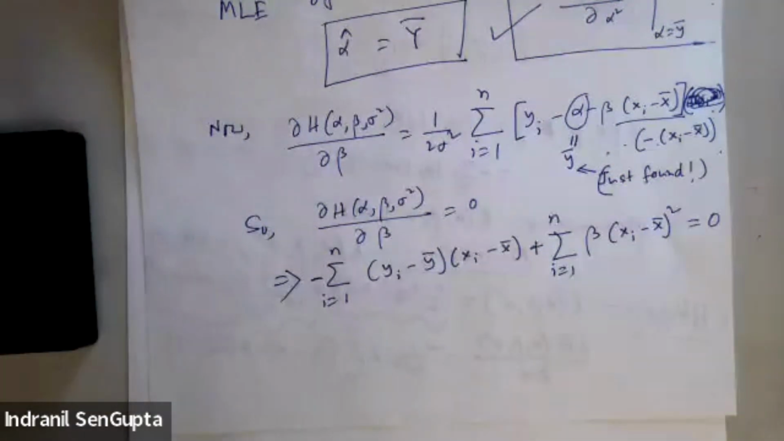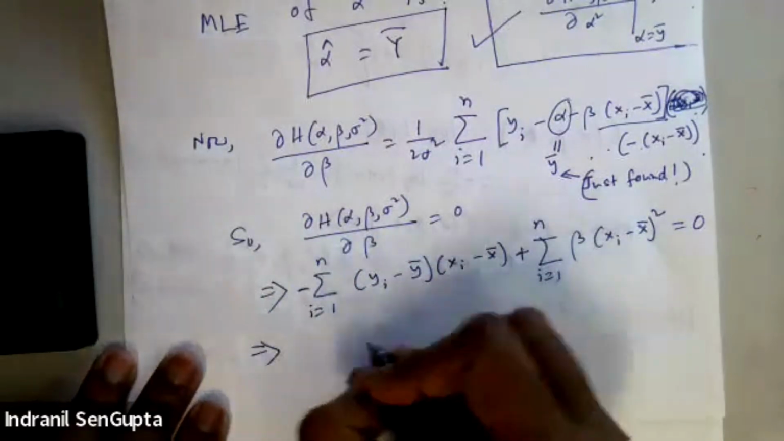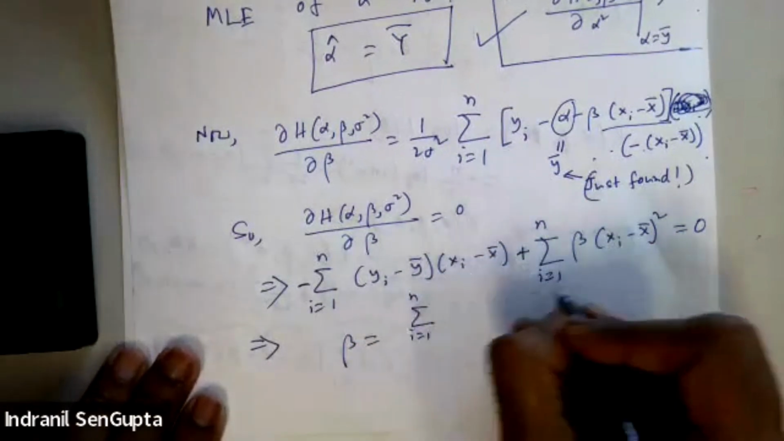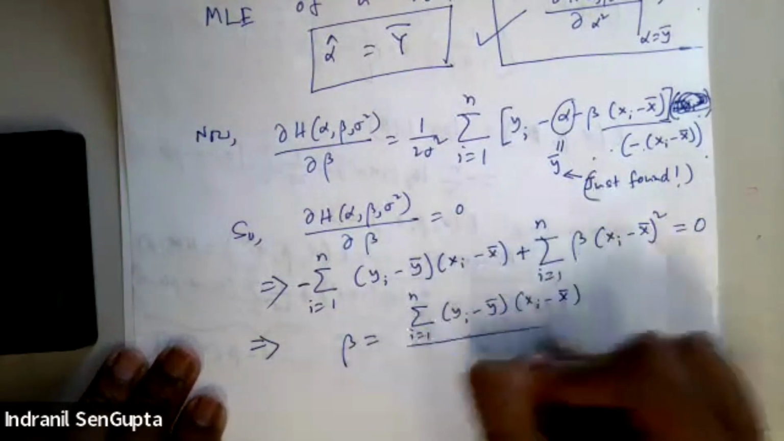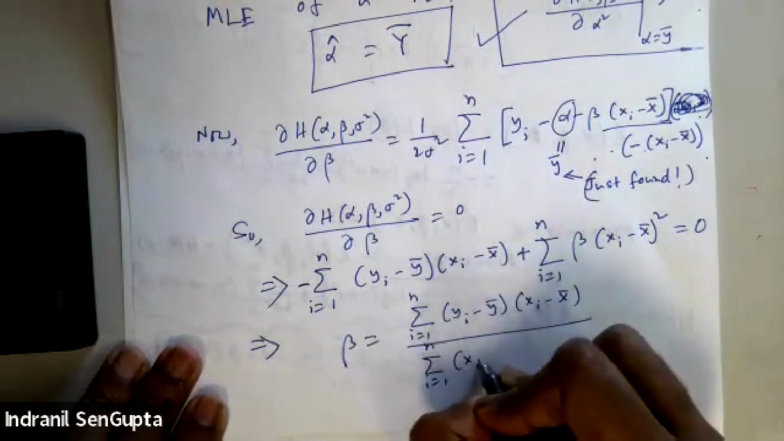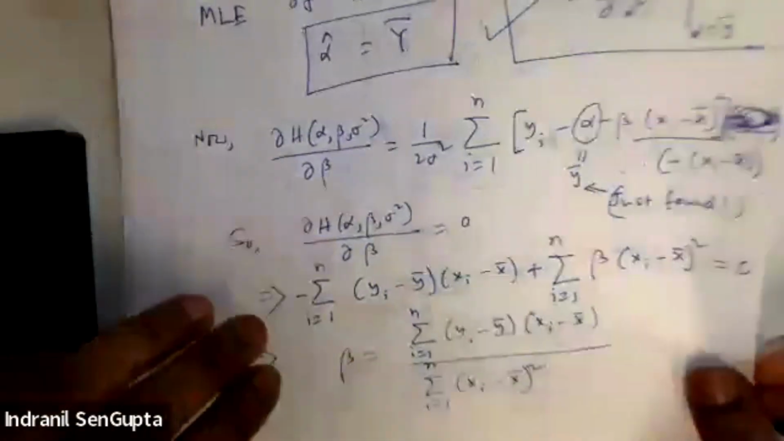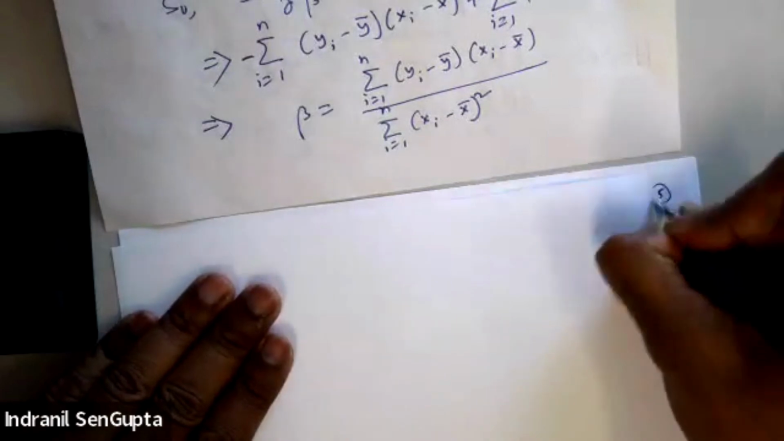Okay, so let's simplify this. If I simplify this, beta equals summation i from 1 to n of yi minus y bar times xi minus x bar, over summation i from 1 to n of xi minus x bar squared. So this is one way of writing it. I'll write another way; the second one is just a simplification of this one.